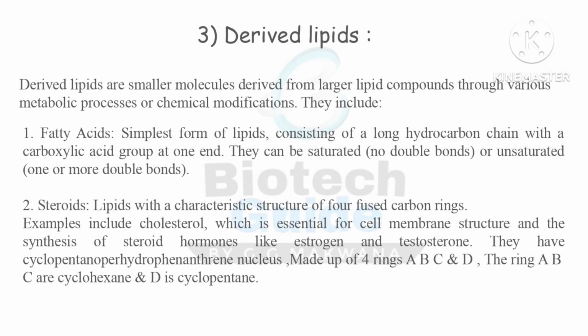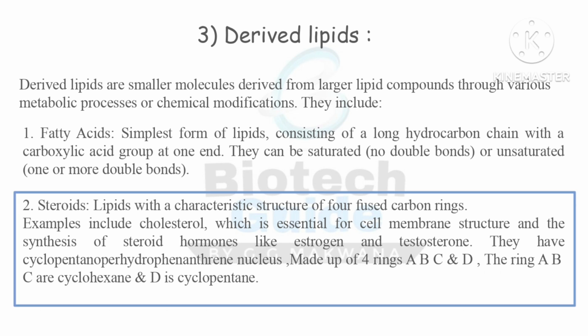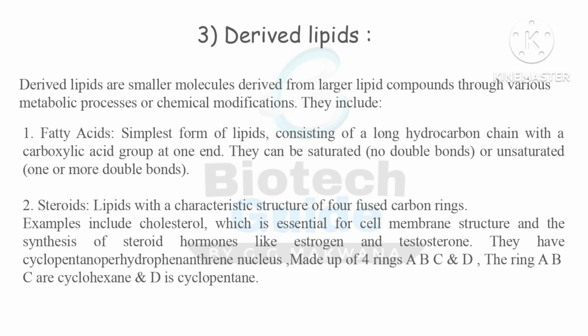They can be saturated, with no double bonds, or unsaturated, consisting of one or more double bonds. Then the steroids. Steroids are a kind of lipid with a characteristic structure of four fused carbon rings. Examples include cholesterol, which is essential for cell membrane structure and the synthesis of steroid hormones like estrogen and testosterone. They have a cyclopentanoperhydrophenanthrene nucleus made up of four rings A, B, C, and D. Rings A, B, and C are cyclohexane and D is a cyclopentane.